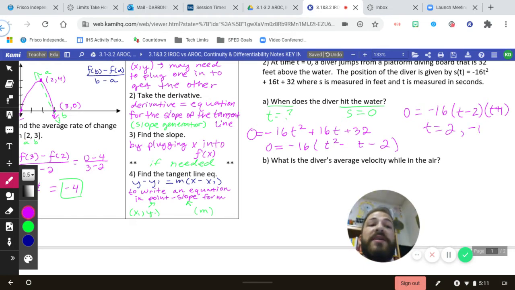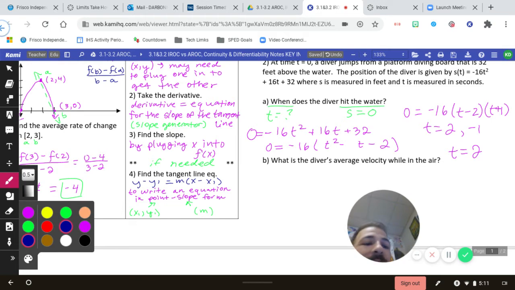Now, only one of these actually makes sense in the context of our problem. So that would be 2, because I can't go backwards in time with my diver. So t equals 2 would be when the diver hits the water.